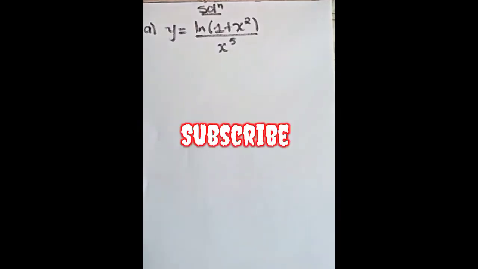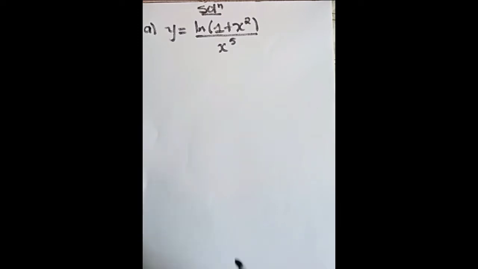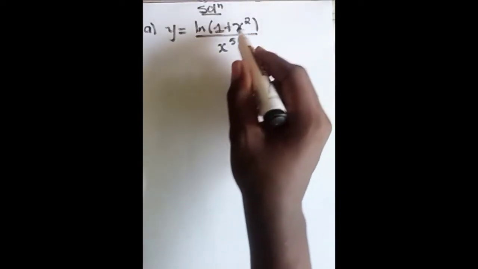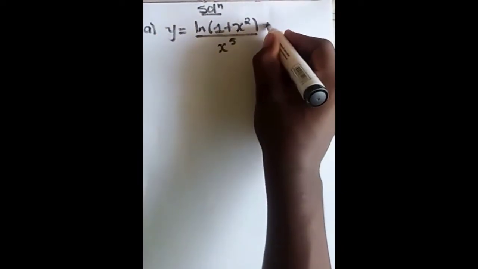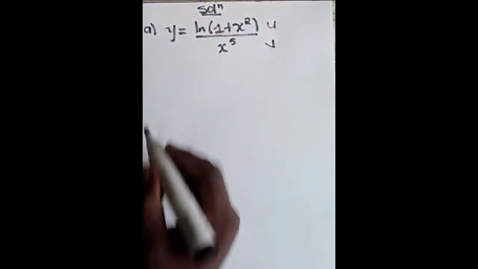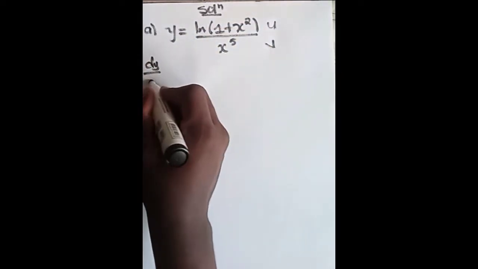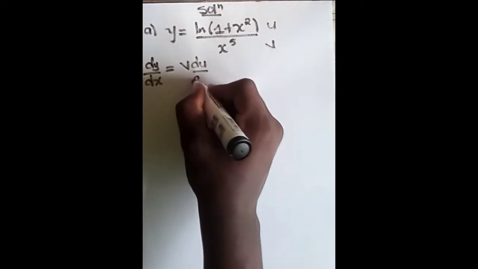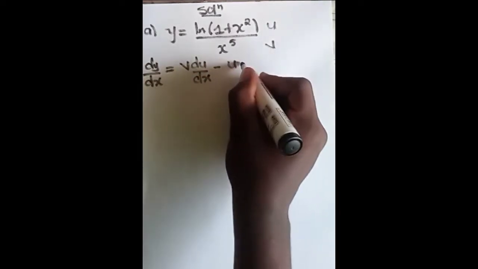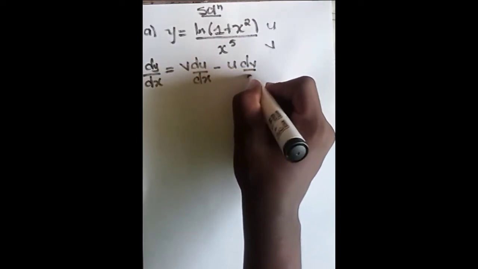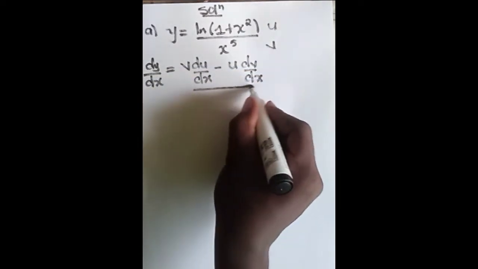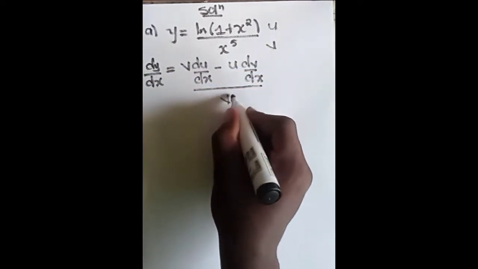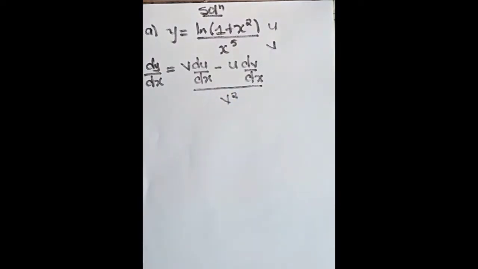So let's take the first one, which tells us to differentiate with respect to x. Looking at it, we see that it's a quotient. That means we're going to use the quotient rule, and starting with it, we're going to assign the top to be u and the bottom to be v, where we're going to use our formula dy/dx equals (v du/dx minus u dv/dx) over v squared. So that's the formula we're going to be using.